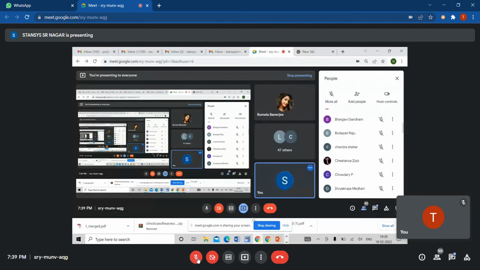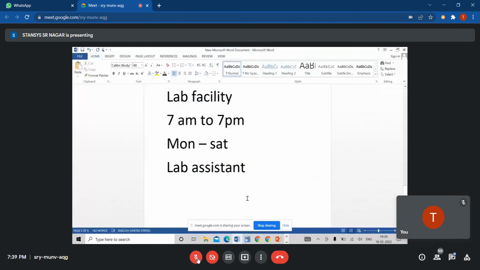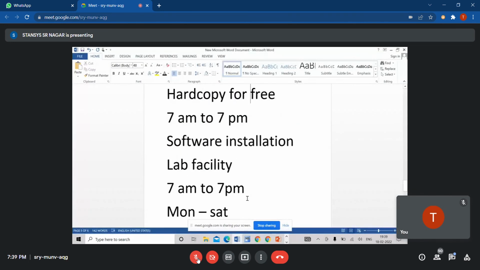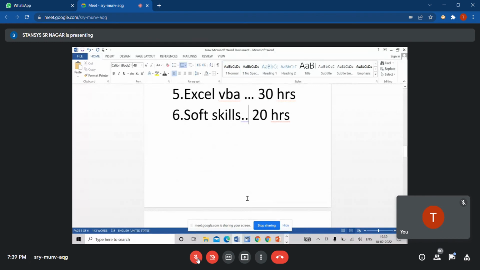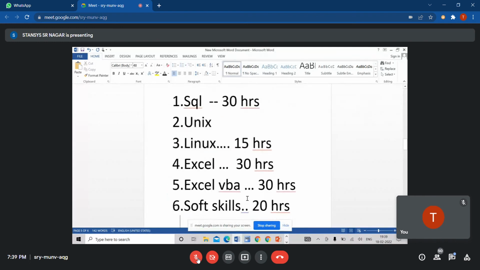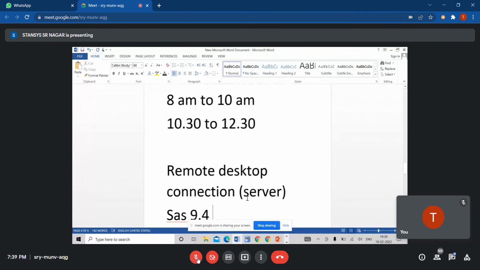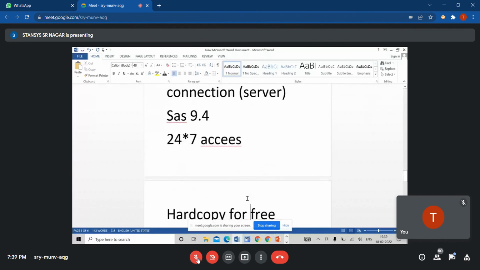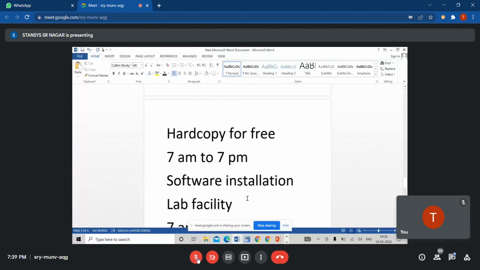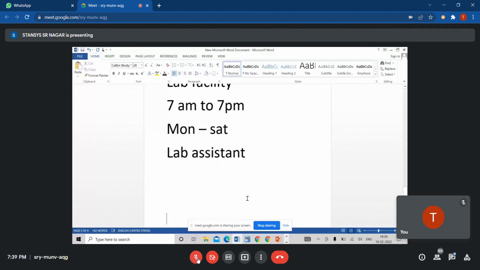So this is briefly about our institute benefits. No one can provide all of these: free classes and, parallelly, a remote desktop connection and server connection. And parallelly, hard copy, software installation, lab facility and lab assistant facility, no one can provide. And course validity is 1 year.